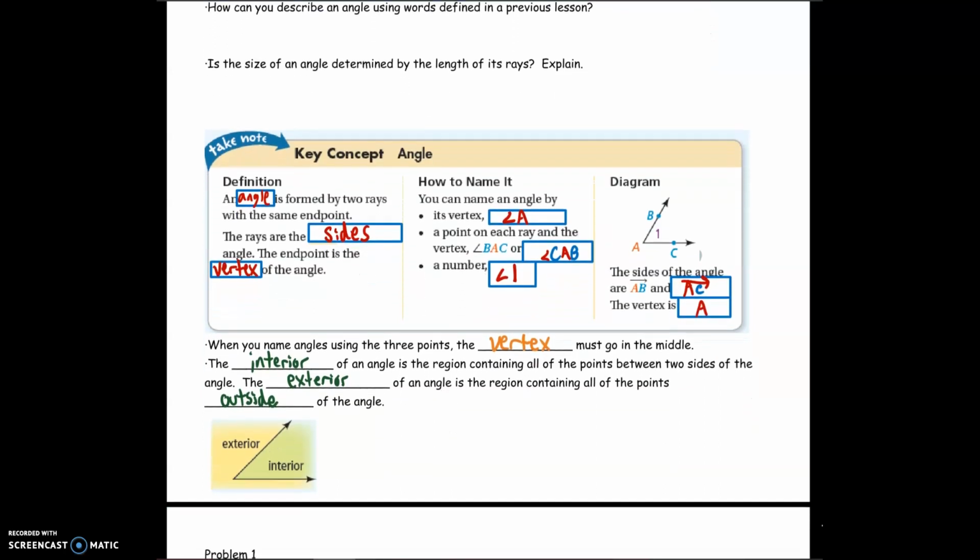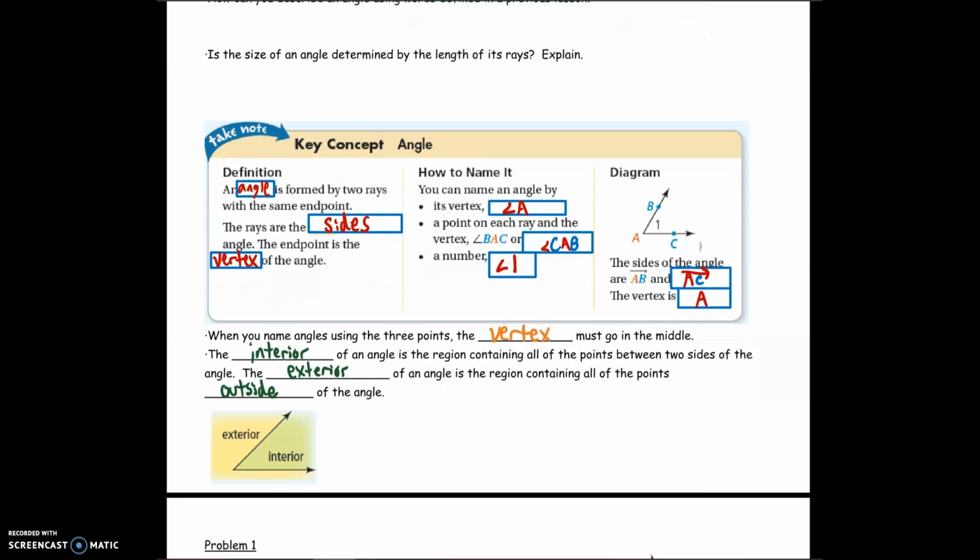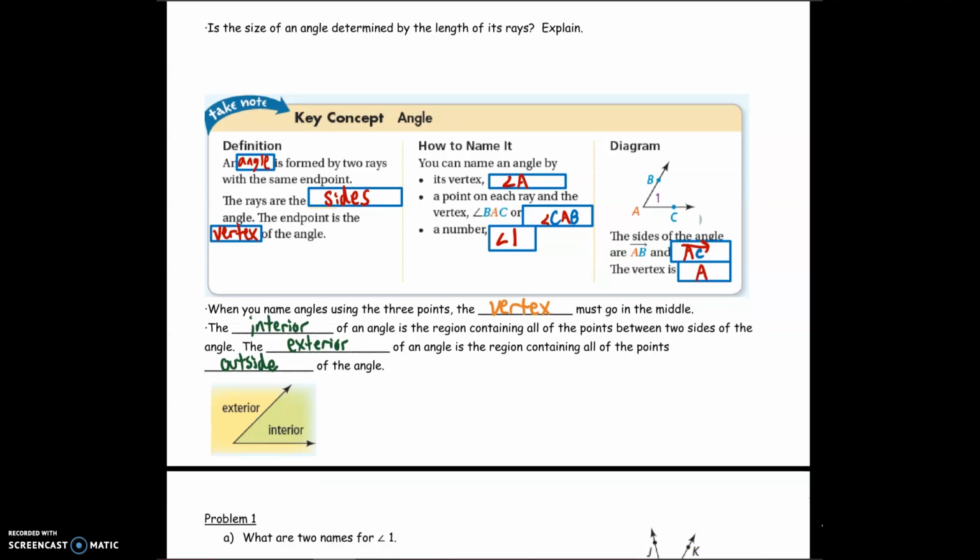And besides the angle itself, we can also describe the regions around my angle. So the interior of my angle is going to be the region that's all the points between the two sides of the angle, exterior being all the points outside. I think the easiest way to think of that is like interior, exterior of a building or a house. Interior, just thinking inside, like interior design, something like that. Exterior, you're just thinking outside your house. So same thing with an angle. If my angle is opening up and I'm describing the angle as that inside or outside, I can just use those phrases interior or exterior.